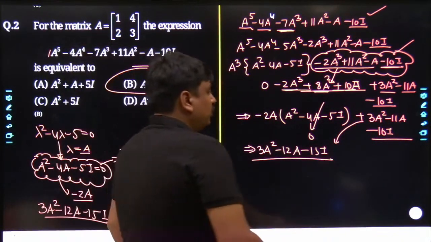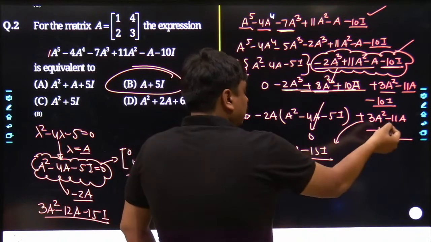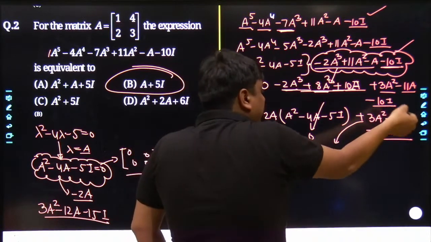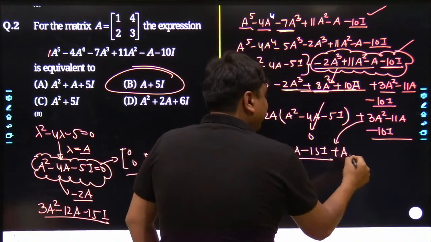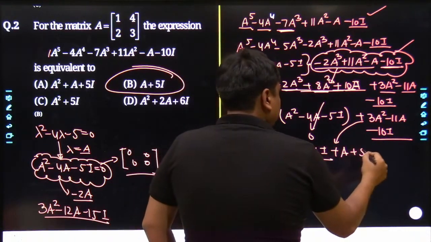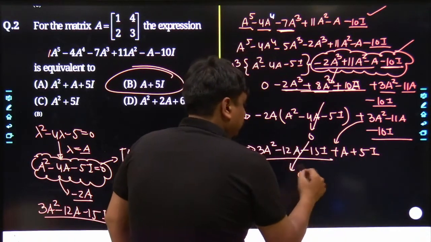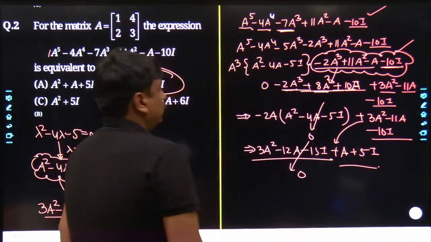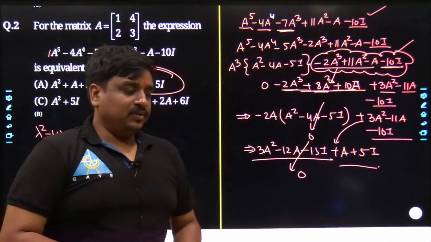So what I would be doing over here, 3A square would be as it is. Now instead of the minus 12, I had to make it minus 11, so obviously the A would get added, and similarly 5I would get added. This is 0, and the answer which we are getting is nothing but option B, A plus of 5I.